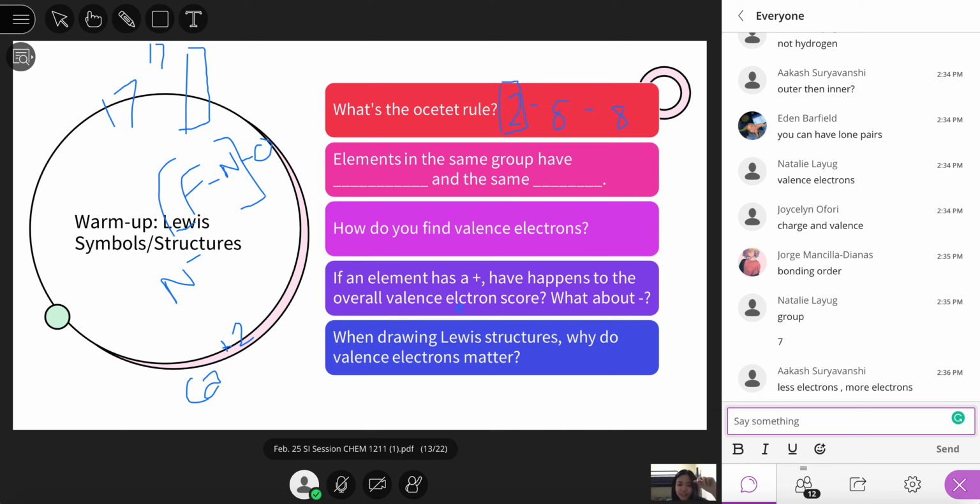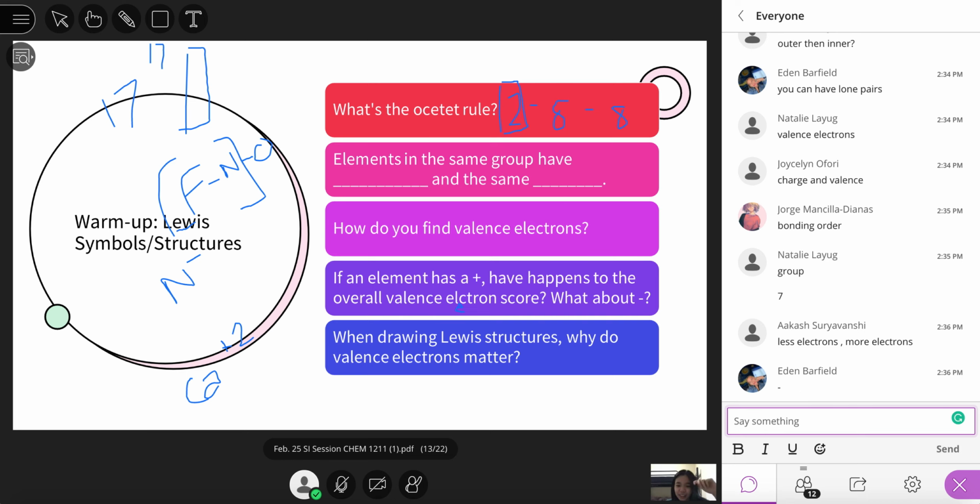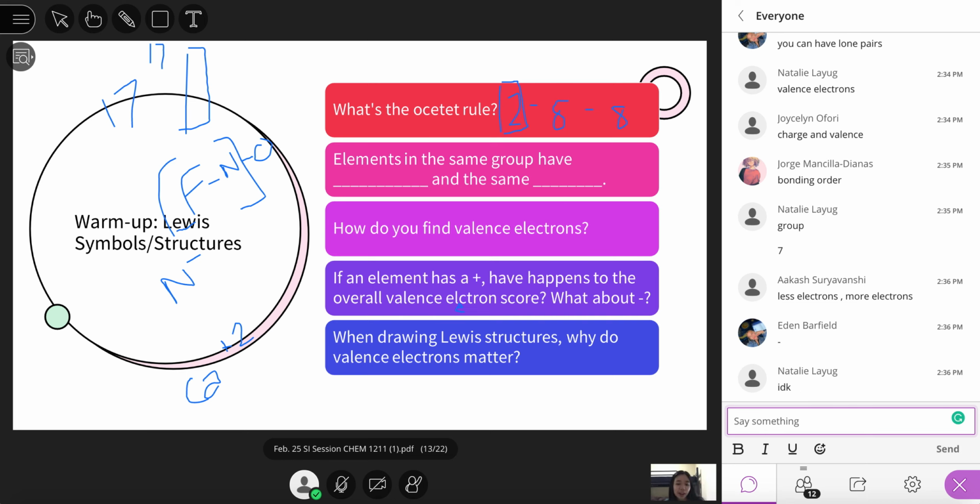Does anyone know? What would you do? Yes, exactly. You would put it on the side. And Natalie, it's what Eden said. You would put it on the side. So when you have your brackets, that's a terrible photo, but you would have your brackets and you can put negative there. You can have your brackets and you can put positive. And that's how they would know you're talking about one electron, because you don't have enough to put it in a lone pair on the central.